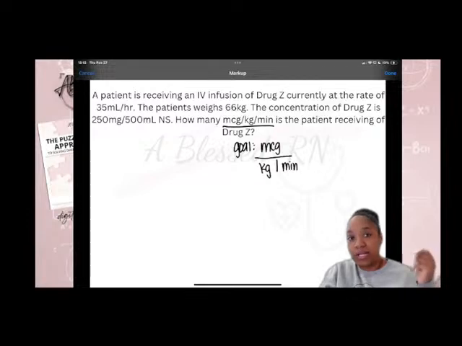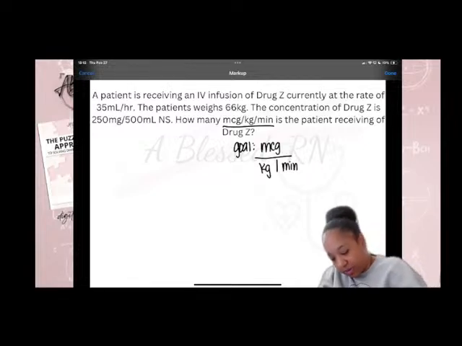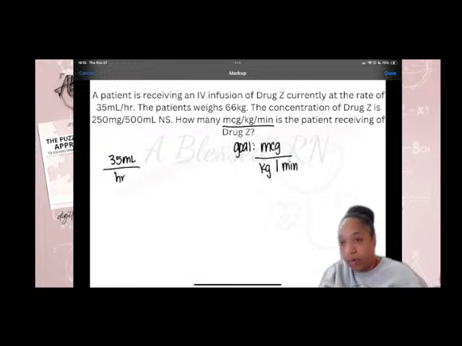So now we need our pieces to put together the puzzle. So what's by itself stays by itself, and what's together stays together, okay? So we've got 35 milliliters per hour. That per is the weighting ring. So in or over or per, that's what binds the two together. So if they're together, they stay together, okay?